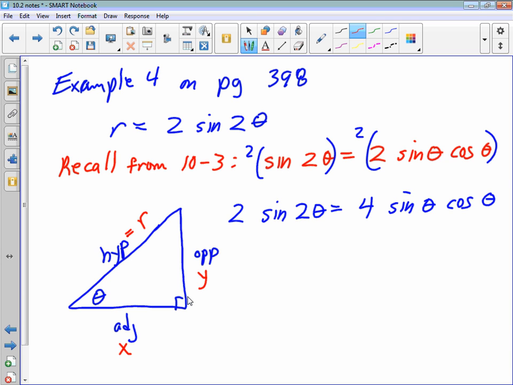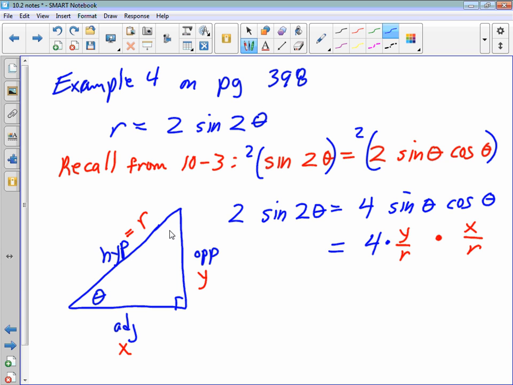That's not so bad. So now we could say that sine theta is simply y over r. Cosine theta is simply x over r. And you can see that because sine theta was opposite over the hypotenuse, y over r. Cosine theta was the adjacent side over the hypotenuse, so that's x over r. And let's just bring in the other stuff we had here, equals 4 times y over r times x over r.